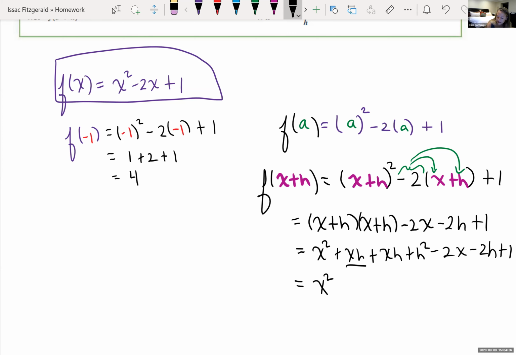Here though, I have an xh plus an xh, those are like terms, so 1xh plus 1xh is 2xh. I don't see any other h squared in here, so I'm going to bring it down. So h squared. I have a minus 2x and a minus 2h and a plus 1. And this is as far as we can take this.